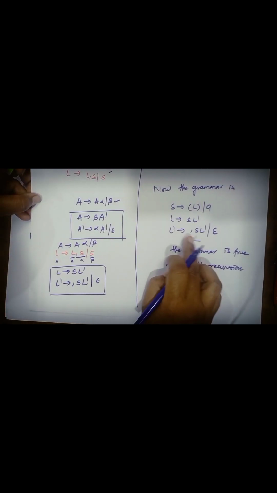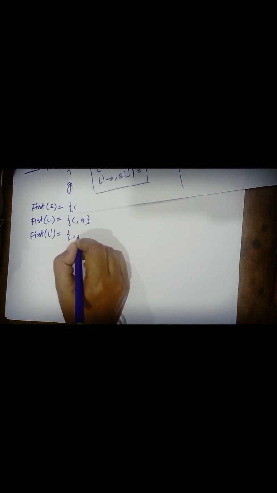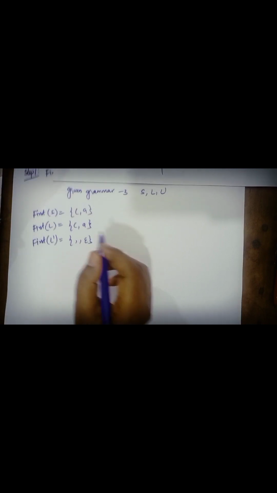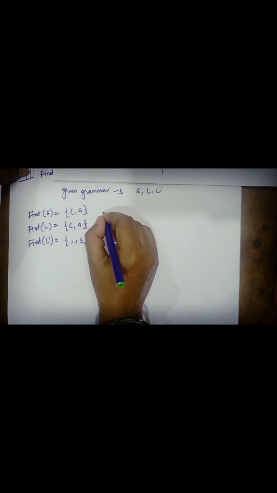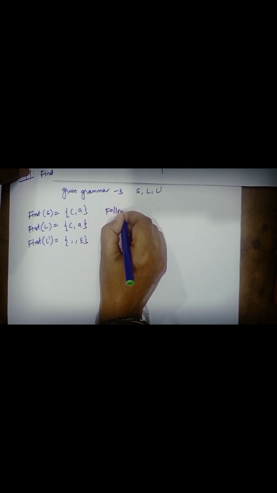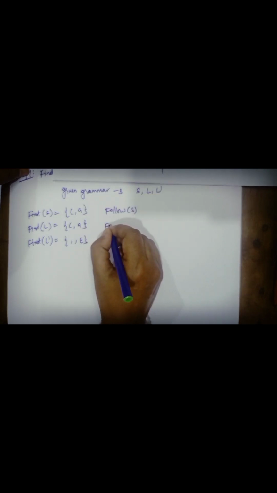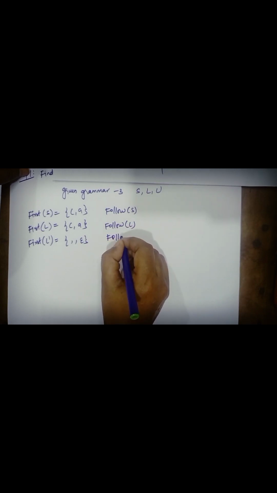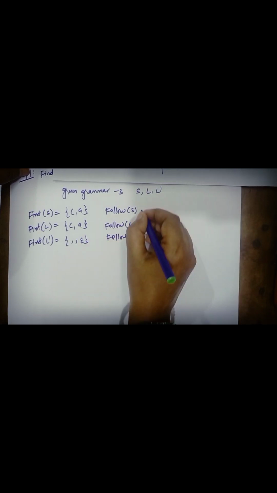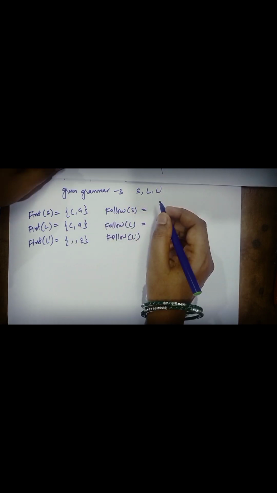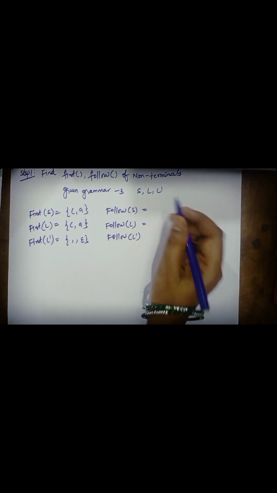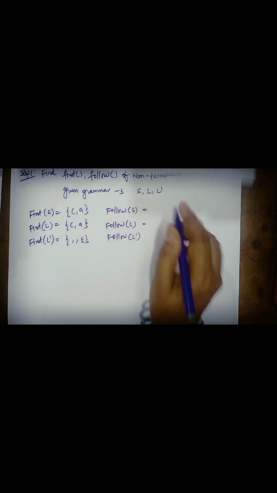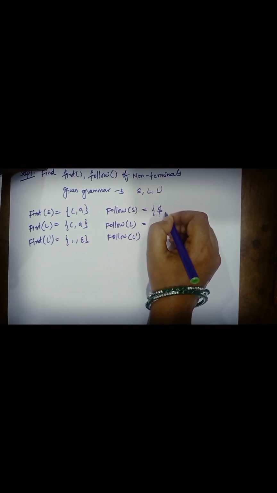Next, what is the first of L dash? Comma, epsilon. Then we are going to calculate follow of S, follow of L, follow of L dash. Here S is the starting production, so we have to write dollar for the follow.